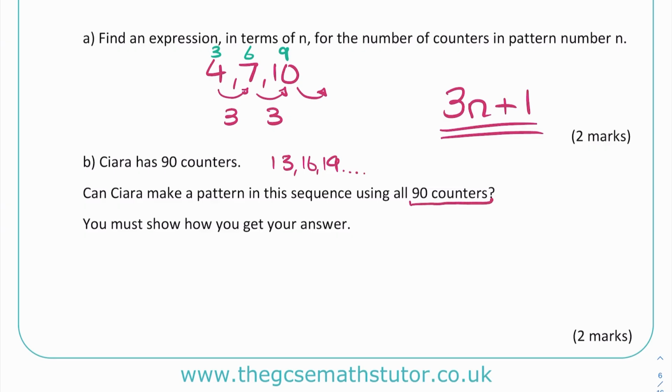So we can do this just solving an equation. We can say, well, our nth term is 3n plus 1. Does that ever equal 90? And that is forming an equation. We now just need to actually solve that. So take away 1 from both sides, you get 3n is equal to 89.